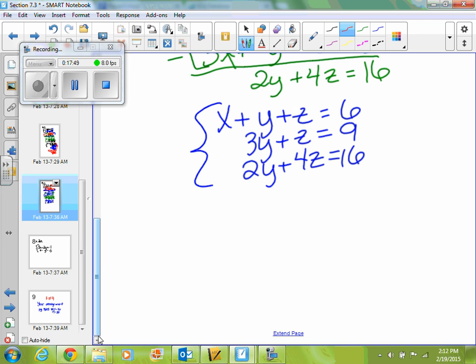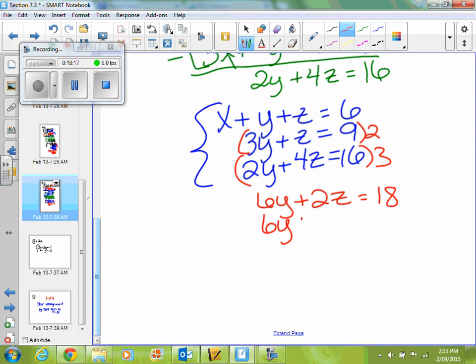Alright, so I need to get rid of the y in my third equation since there's nothing that I can multiply 3 by to make it 2, or 2 by to make it 3. I'm going to multiply them both by the opposite coefficient. So 2 times 3 gives me 6y, 2 times z gives me 2z, 2 times 9 gives me 18. 3 times 2 gives me 6y, 3 times 4 gives me 12z, 3 times 16 gives me 48.